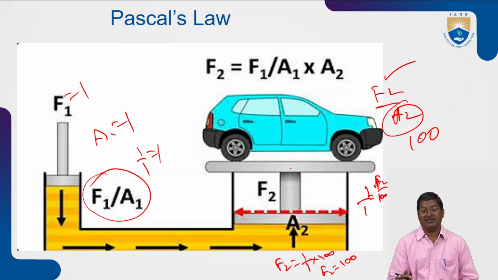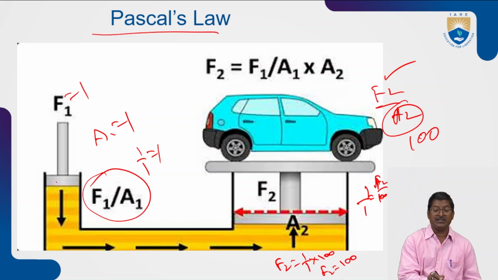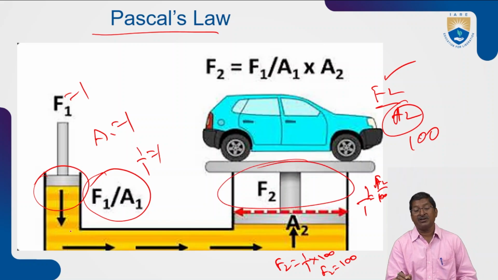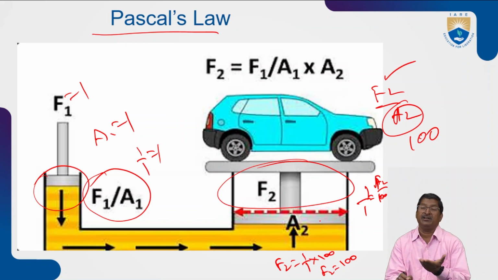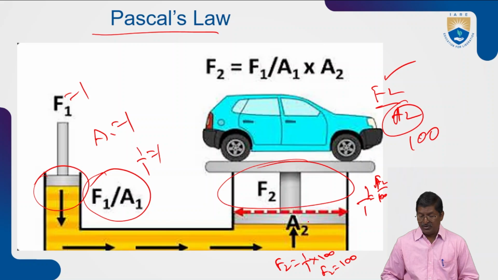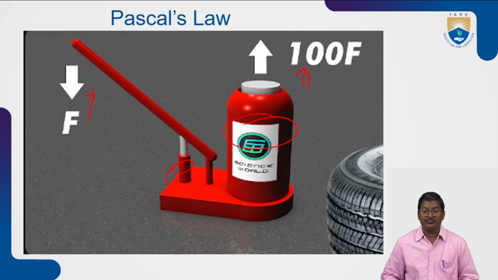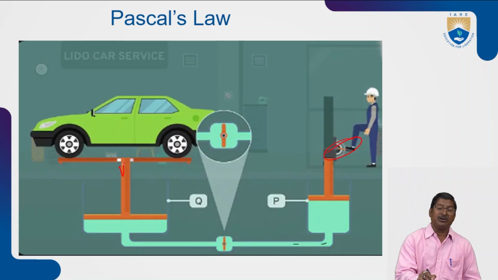So that car will be lifted, which is based on Pascal's law. So it's only the difference in the area of this cylinder and the area of this one. If this is a smaller area and this is a bigger area, if you apply a smaller load, a bigger force will be generated. And also this one. If you apply a small load here, more force will be applied here, because the area of this one is different, 100 times. So you can see here, simply by pressing with one leg, your whole car will be lifted.